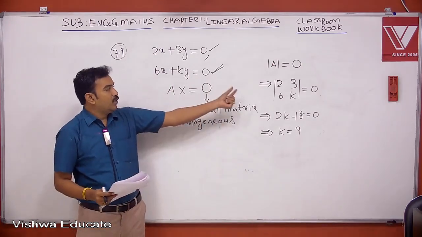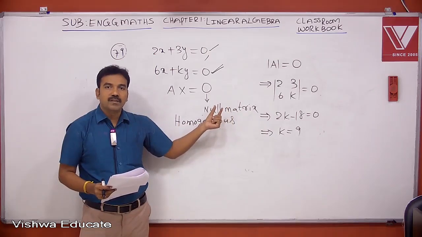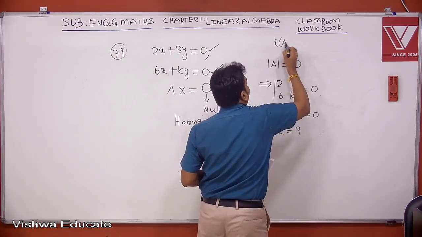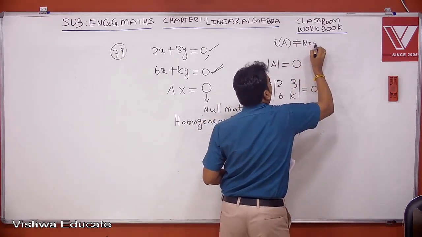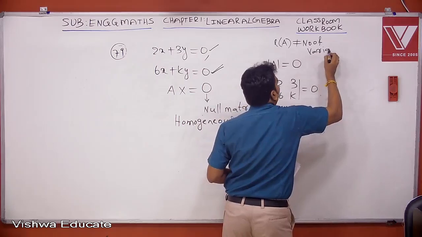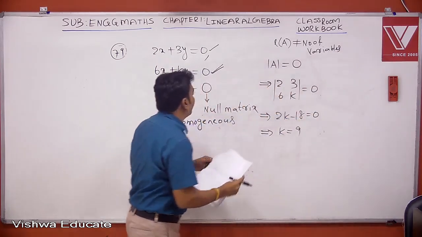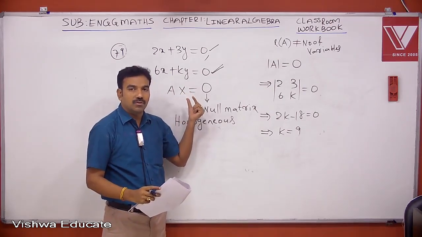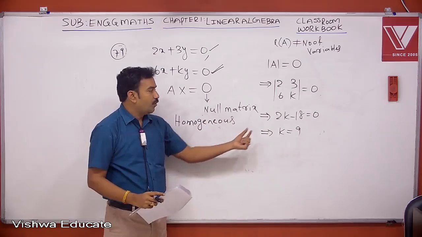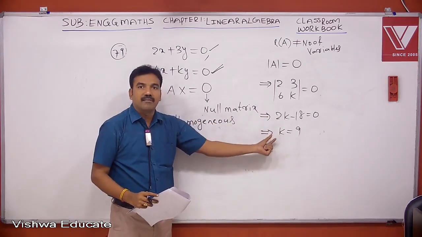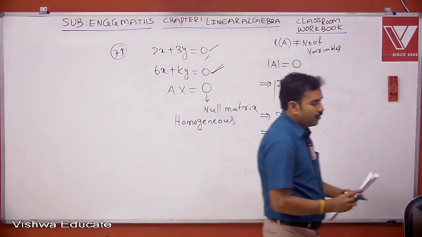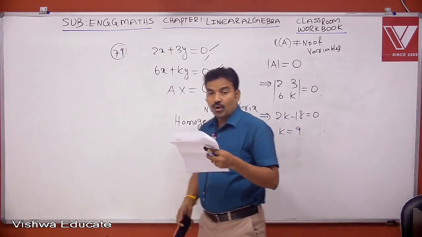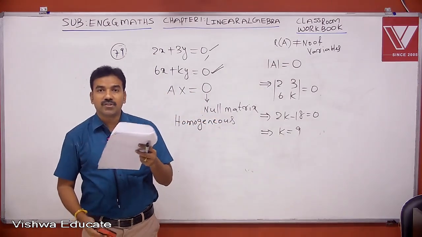Because we have two equations in two variables, non-trivial solution means the rank of A should not match the number of variables. Here A is a 2 by 2 matrix, and the number of variables is 2. For a 2 by 2 matrix, rank not equal to 2 means its det value is 0. So when you make this det value equal to 0, you will get k value 9. So option C is the right answer for question number 79.